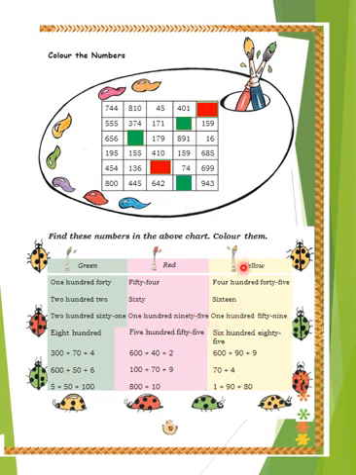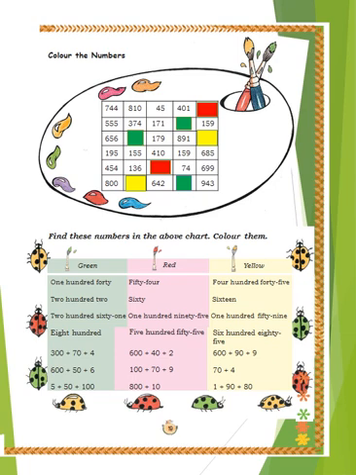The third column is column yellow. The first number in column yellow is 445. Search for the number 445 and color it with yellow color. The second number in column yellow is 60. Search it in the above chart and color it with yellow color. Similarly, color the numbers given below in yellow color.